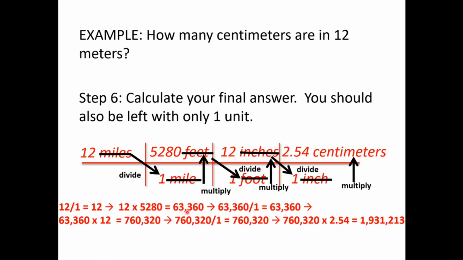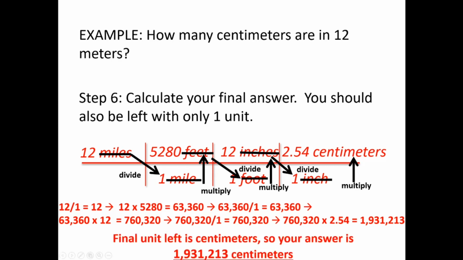I get 63,360. Then I divide by 1, that was my next step, so I carry that over. And then the next step was to multiply by 12, get 760,320, divide by 1, carry that over, and then the final step was multiply by 2.54. So how many centimeters are there in 12 miles? There's roughly 1.9 million. And the final unit is going to be, of course, centimeters. So we want to make sure that we include that as well.